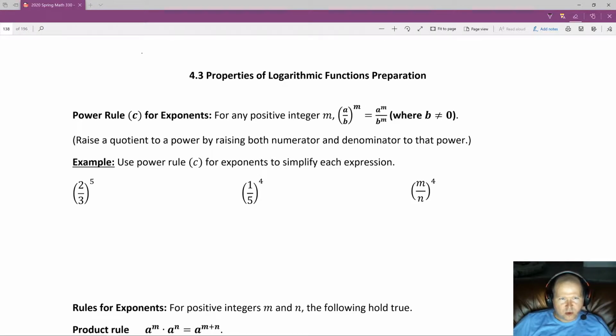More 4.3 properties of logarithmic functions preparation. Alright, so we're going to use the power rule part C, which takes a fraction within parentheses to a power, which effectively takes the numerator to that power and the denominator to that power. Alright, so let's get started.